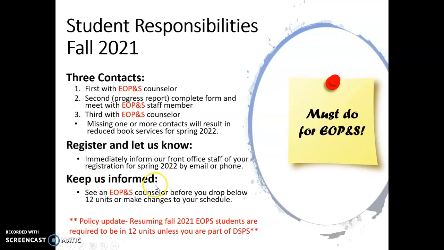You also have to keep us informed. If you do drop below 12 units, you want to let us know to see how that change affects you. Can we pick something else on late start so that you won't be below 12 units? There are strategies that we can implement to help you with the process. Let us know. Because if you do fall below 12 units and you're not in DSPS, that will hinder your book money for the spring of 22. If you are in DSPS, there are exceptions with the reduced course load, which we would talk about in 1 second.